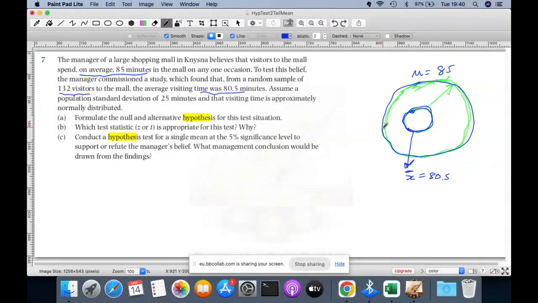Basically, what you're going to do is use this sample and all the information you can get from the sample to test whether this is true. That's what hypothesis testing is, essentially. Now, for the first question, A, it says formulate the null and alternative hypothesis. The null hypothesis we represent mathematically by H naught, and then the alternative hypothesis we represent by H1.